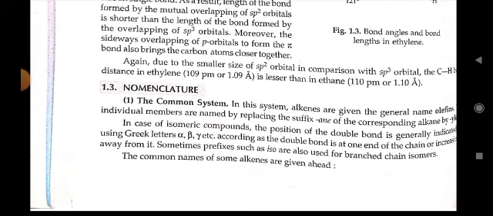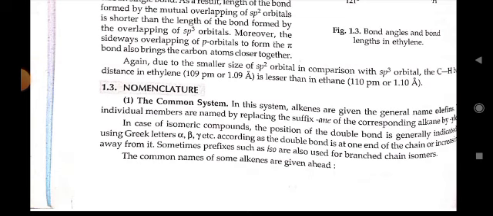Nomenclature. The common system. In this system, alkenes are given the general name olefins. The individual members are named by replacing the suffix "-ane" of the corresponding alkane by "-ylene". In case of isomeric compounds, the position of the double bond is generally indicated by using Greek letters alpha, beta, gamma, etc., according as the double bond is at one end of the chain or increasingly away from it. Sometimes prefixes such as iso are also used for branched chain isomers.